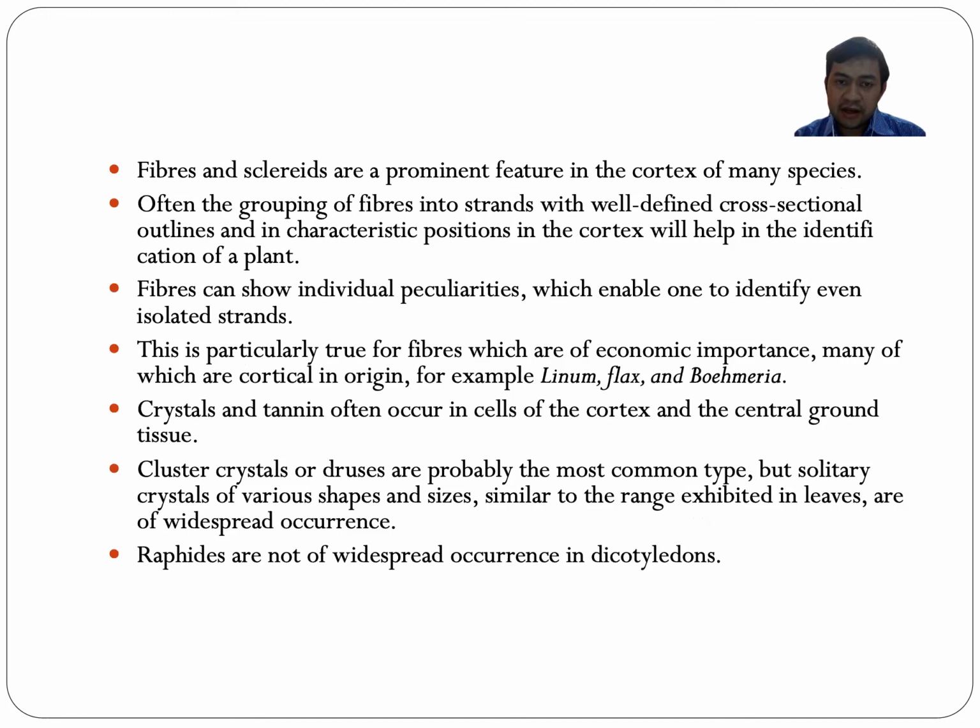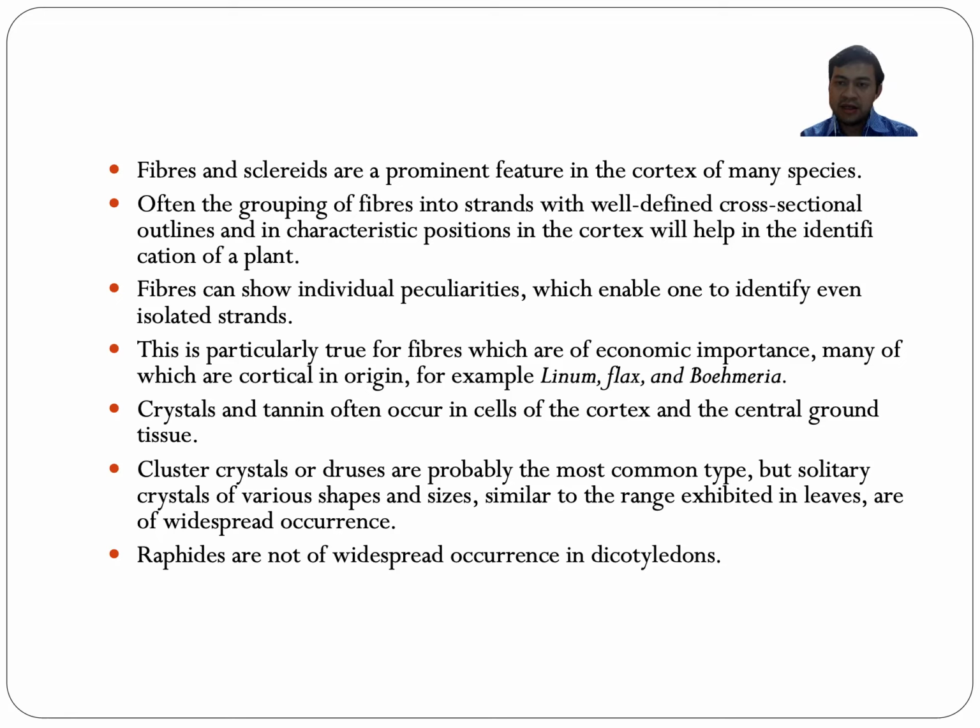Fibers and sclereids are a prominent feature in the cortex of many species. Often there is a grouping of fibers into strands with well-defined cross-sectional outlines and in characteristic position. In the cortex, this is useful for the identification of a plant. Fibers can also show individual peculiarities, which enable one to identify even isolated strands. This is particularly true for the fibers of economic importance, many of which are cortical in origin.